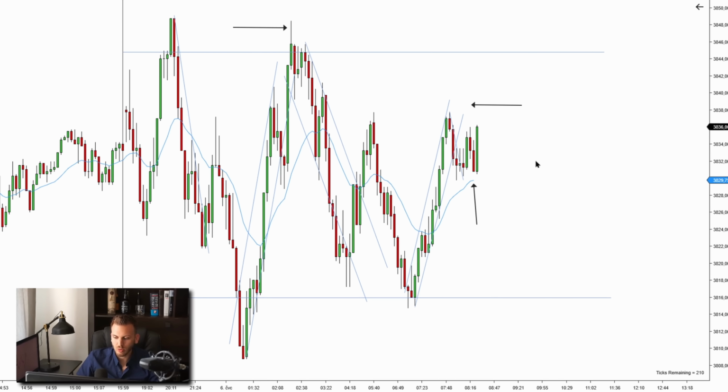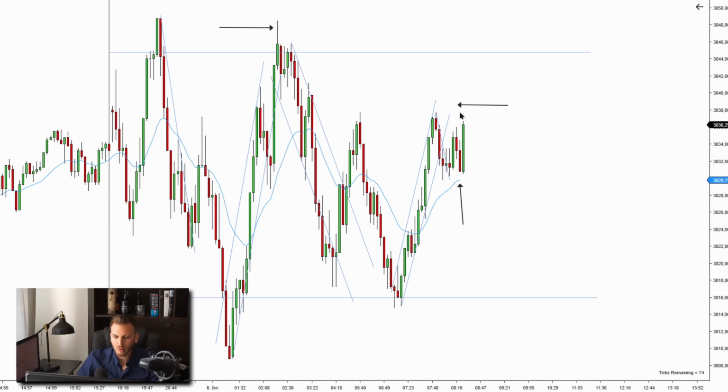So right now the market is going to open in 7 minutes. This is my pre-market structure. You guys can see we're almost about to create new high.